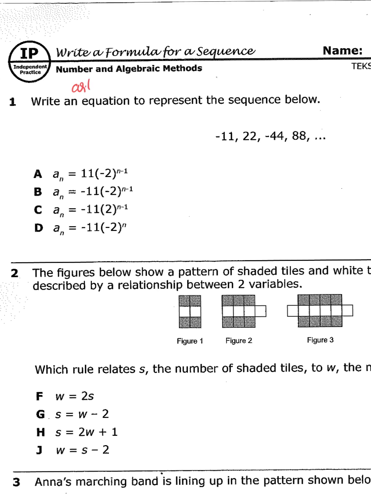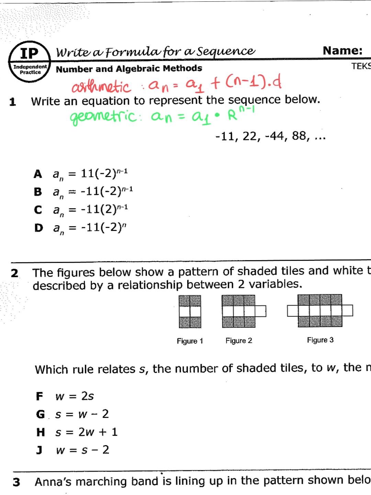So arithmetic will be a sub n equals a sub 1 plus, right, n minus 1 multiplied by the difference, okay? And geometric will be a sub n equals a sub 1 times the ratio raised to the power of n minus 1, okay?